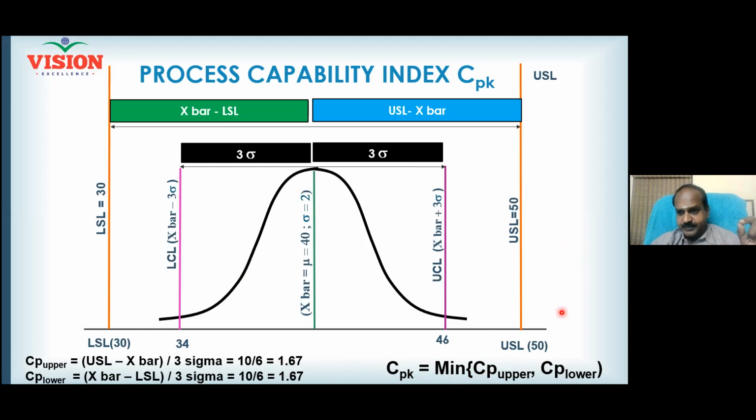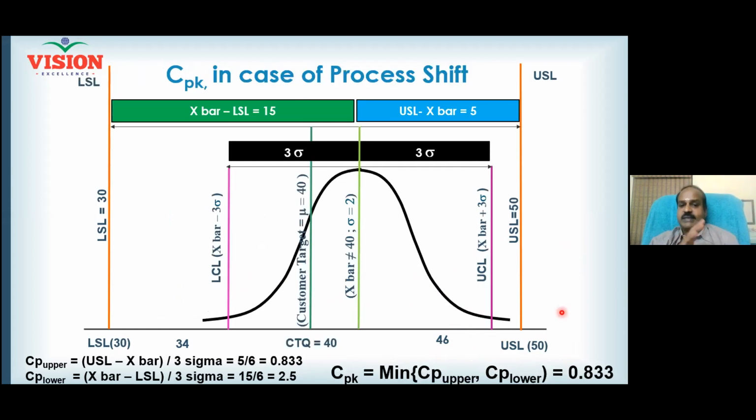All right. Now, tell me which side the process is shifted, to the right side or left side? Right side. So CP upper is going to be your capability. See here, CP upper reduced from 1.67 to 0.833. But CP lower will increase, obviously. But which one will you take as capability? 0.833 only.